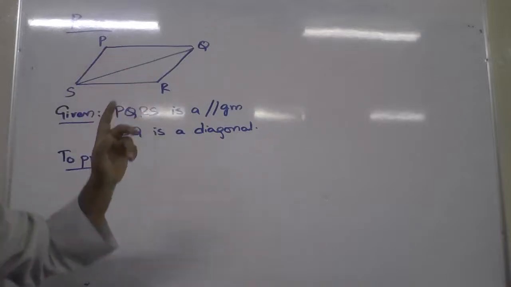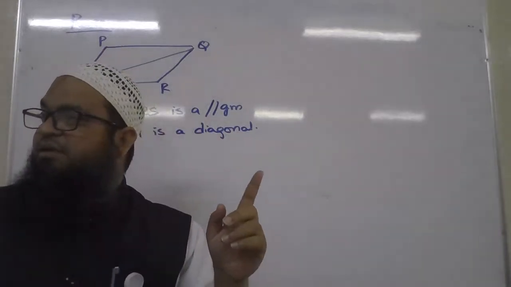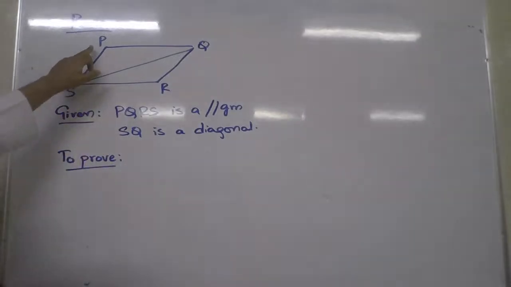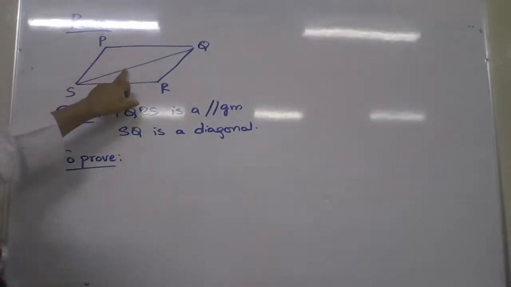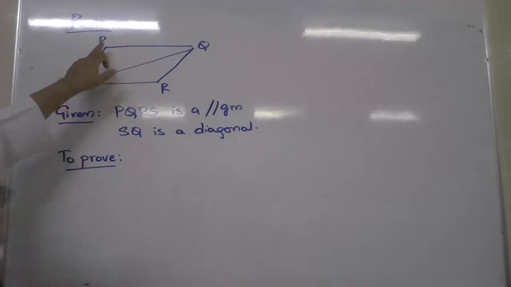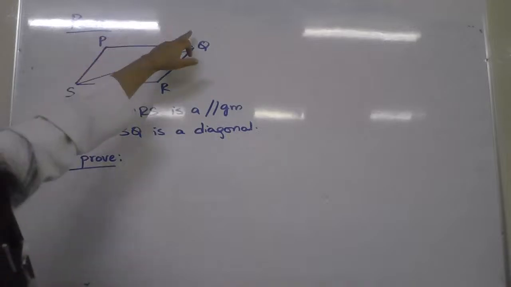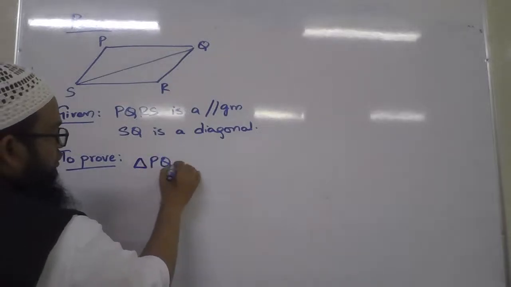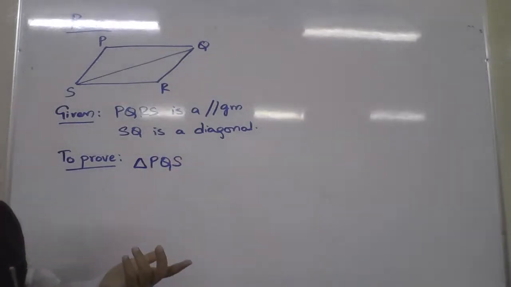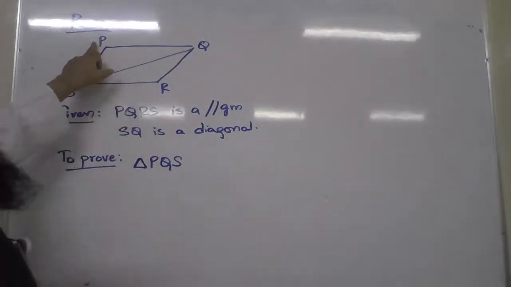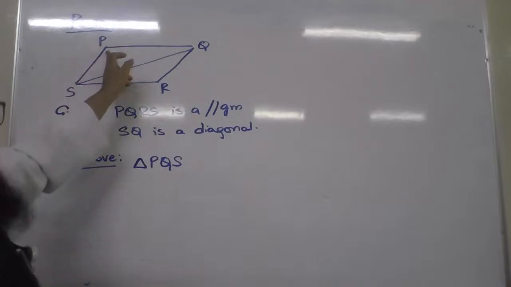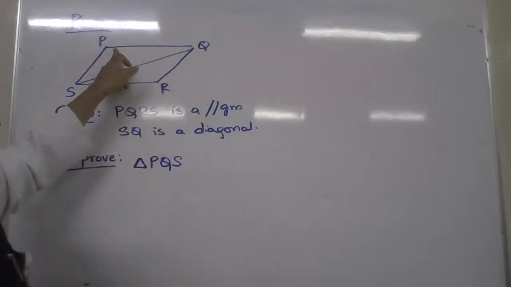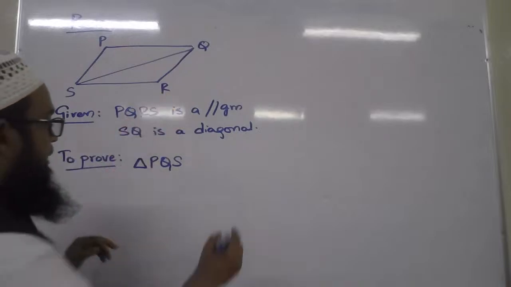See, here so many students make mistakes. What is that mistake? You have to write these two triangles. So what is the first triangle? Triangle P, Q, S. How will you write triangle P, Q, S? Beta, take P, the vertex which is not included in the diagonal. So P. That means for the other triangle I have to take R.